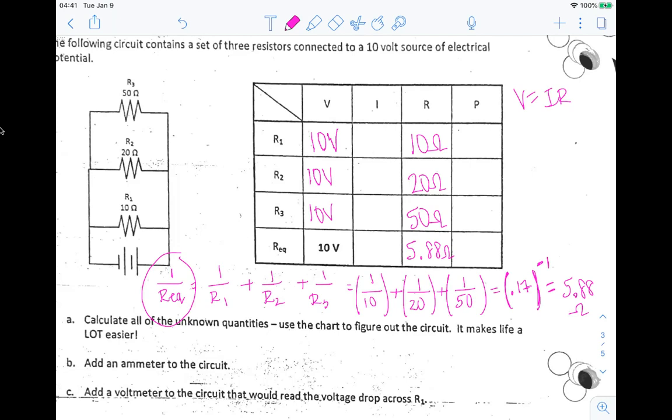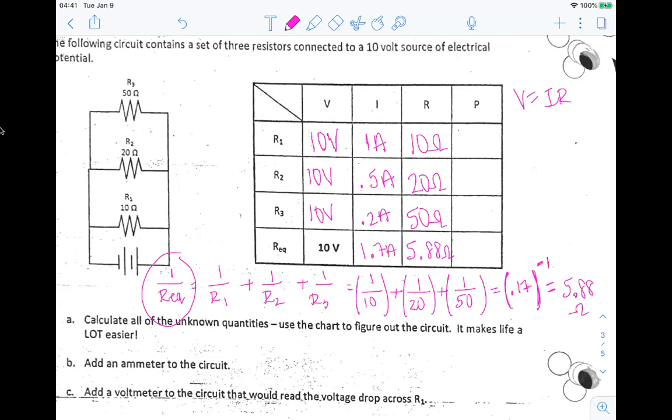At this point, you can go ahead and use V equals IR to solve for all of the unknown quantities. So V equals IR, we're going to save some time here and just put in our answers: 1 amp, 0.5 amps, 0.2 amps, and my total should be 1.7 amperes.